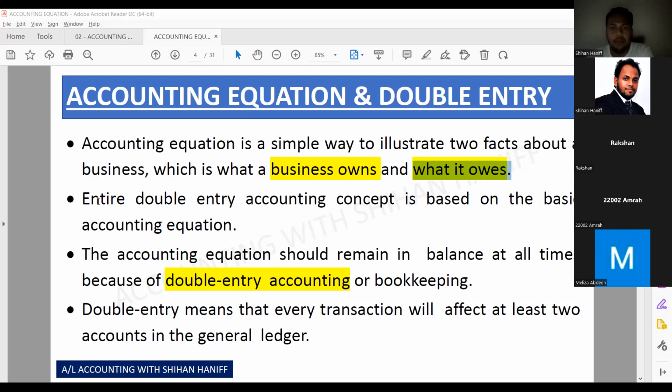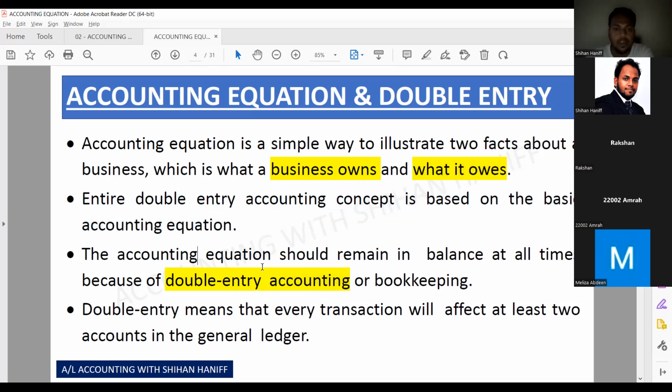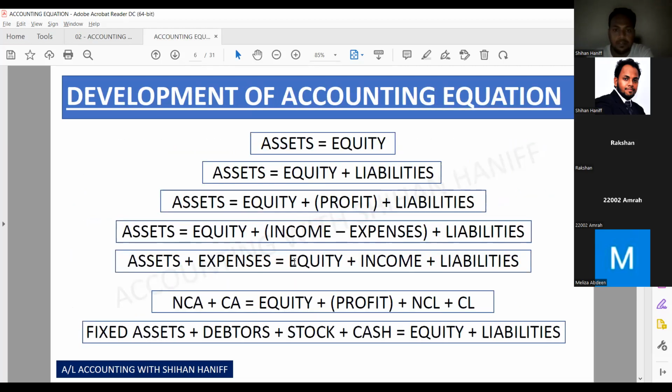The entire double entry accounting concept is based on the basic accounting equation. The accounting equation should remain in balance at all times because of double entry accounting. So for the double entry system, the main reason is the accounting equation. This is how we derive the accounting equation. In exam questions, you will get this equation in different ways.